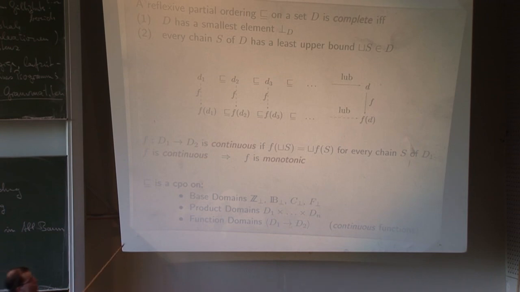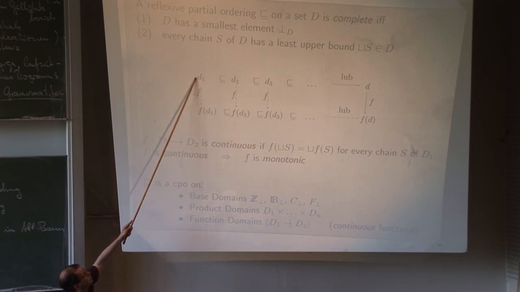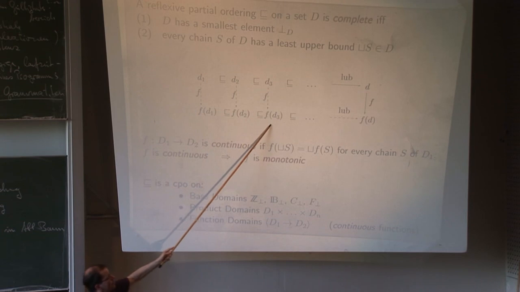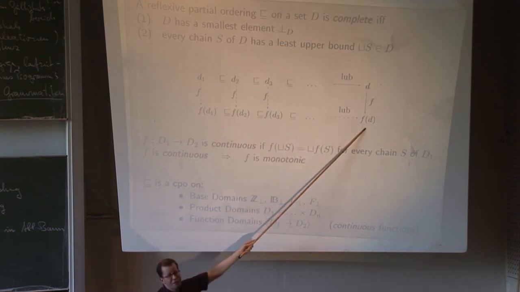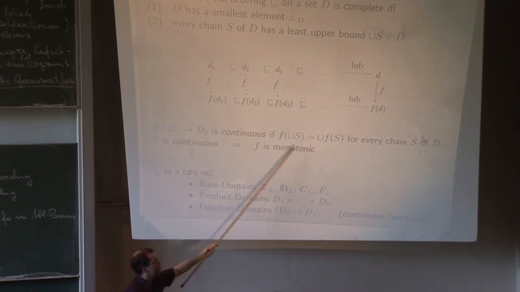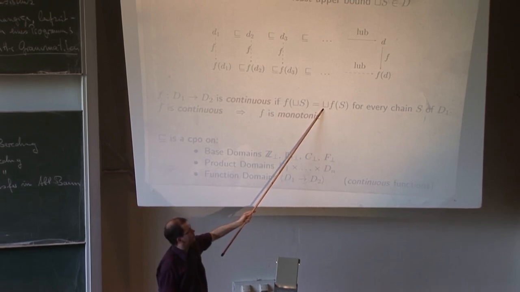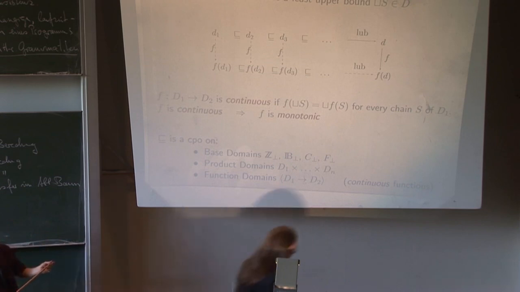And the other way around means you first apply F, so you apply F to each element of this chain. So if you apply F to D1, you get F of D1. Here you get F of D2, and so on. And afterwards, you build the least upper bound. And if F is continuous, then you arrive at the same element. So it doesn't matter whether you first build the least upper bound and then apply F, or if you do it the other way around, first apply F to each element in the chain and then take the least upper bound.